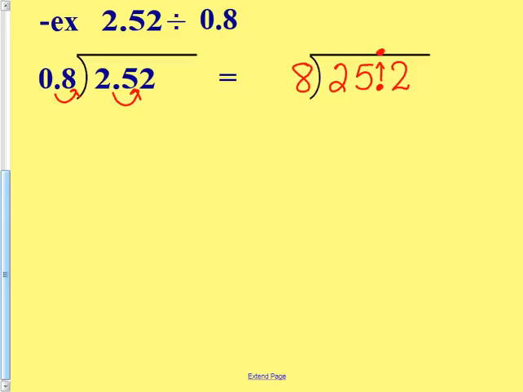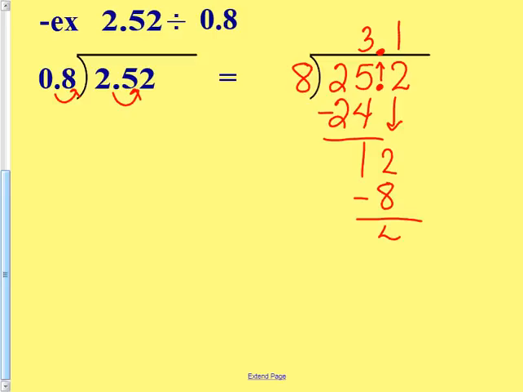8 won't go into 2, it goes into 25 3 times. 3 times 8 is 24. When I subtract, I'll get 1, which is less than 8, so I bring down the 2. 8 goes into 12 once. 1 times 8 is 8. 12 minus 8 is 4.